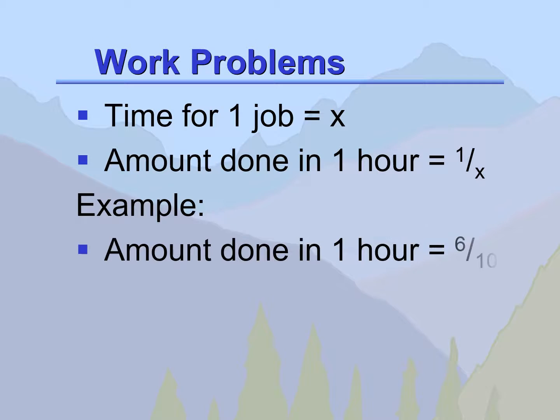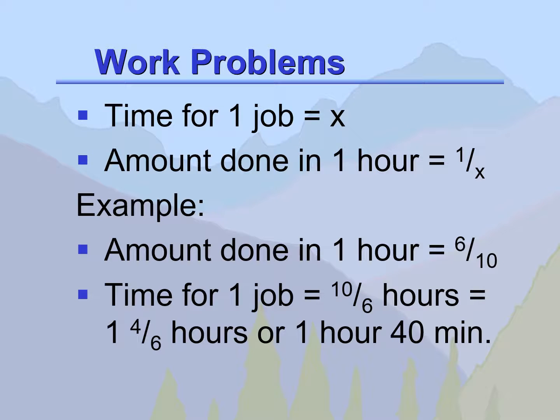So as an example, let's say the amount done in 1 hour is 6 over 10, which means that the time for one job would be 1 divided by 6 over 10, which is the same as saying 1 times 10 over 6, which is 10 over 6. Reduce that, and that would be 1 4/6, which is 1 2/3, and 2/3 of an hour is going to be 40 minutes. So we get 1 hour and 40 minutes.